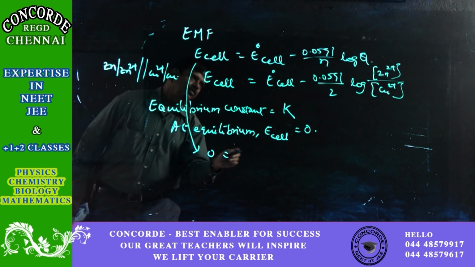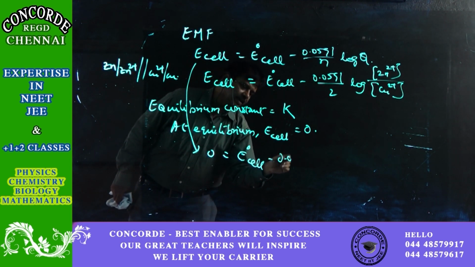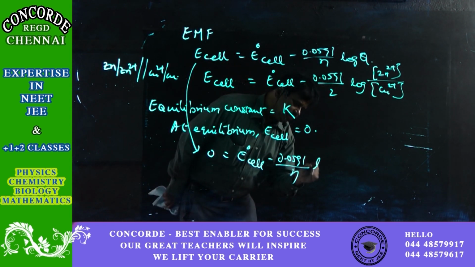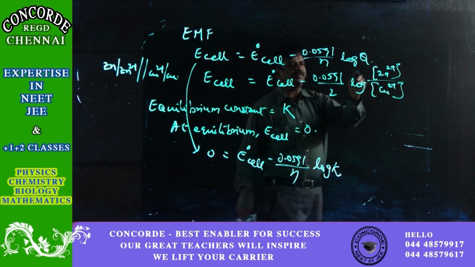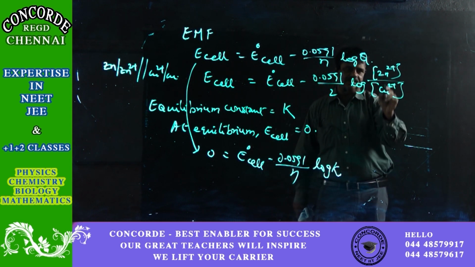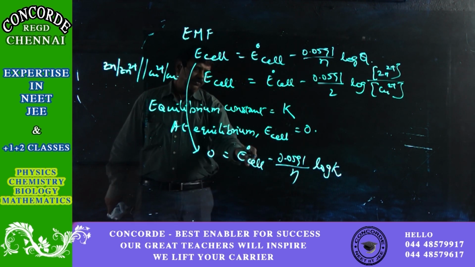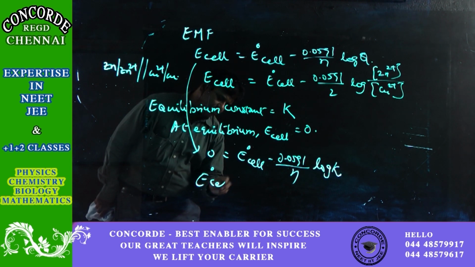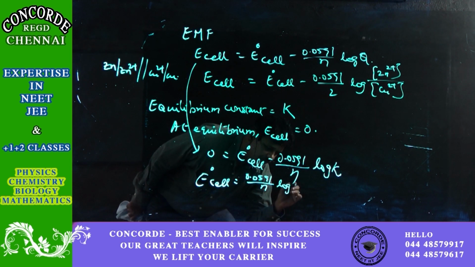0 is equal to E naught cell minus 0.0591 by n. So, instead of Q, it will become K, because we are only taking the ion concentrations of the different ions. So, it will become the equilibrium constant, log K. So, this is 0, so this is minus. What happens if it goes to this side? So, E naught cell is equal to 0.0591 by n into log K.